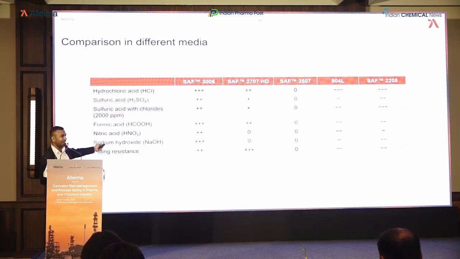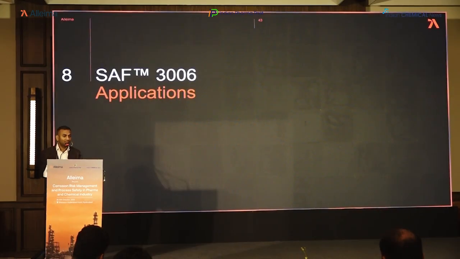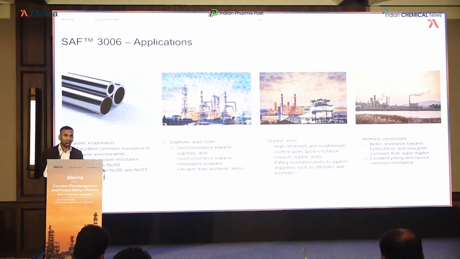This has added advantages in all applications like hydrochloric acid, sulfuric acid, formic acid, sulfuric acid with higher chlorides, nitric acid, and sodium hydroxide. Even in pitting resistance, it has an advantage. Normally this material is focused on all acid applications: nitric, hydrochloric, sulfuric, caustic evaporators, organic acids, as well as refinery condensers.